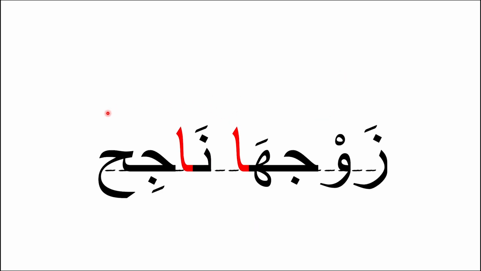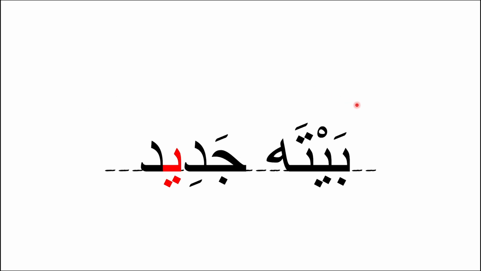Let's look at some sentences. Zawjha, so her husband, najih, successful. So her husband is successful. Zawjha najih. Next one. Baytuh, his house, jadid, is new. Baytuh jadid.